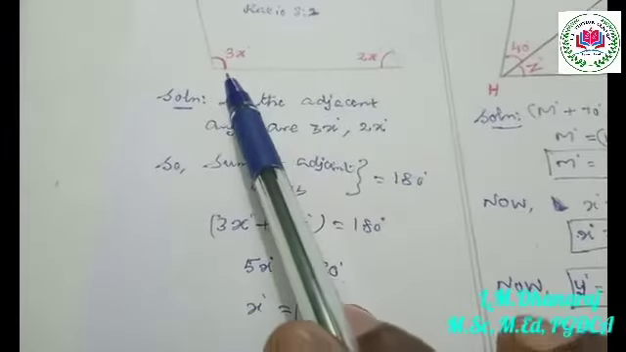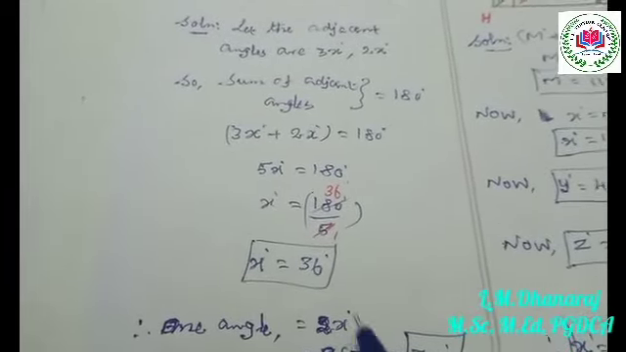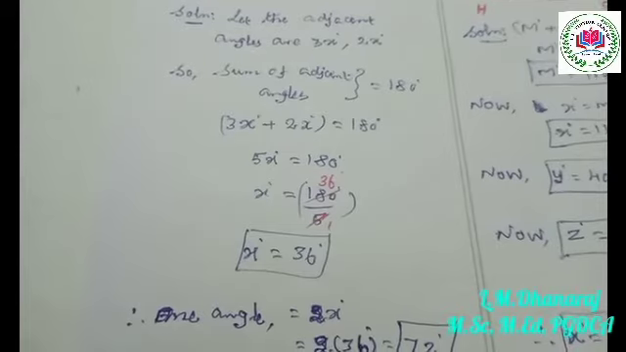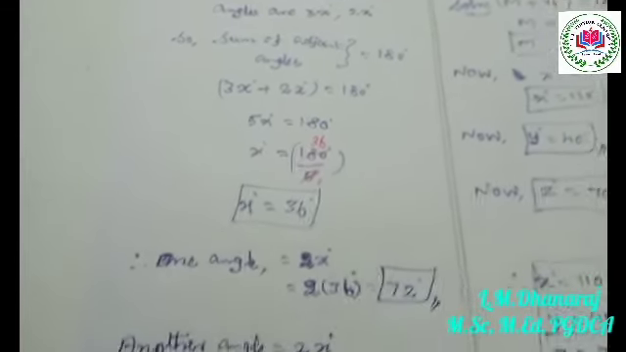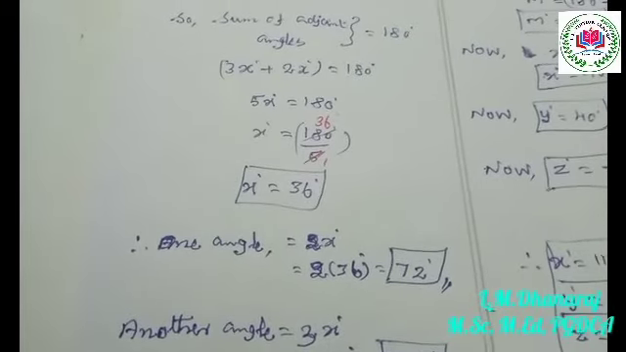Now we have to find these two adjacent angles. The first angle, let us consider as 2x degrees. So 2 into 36 is 72 degrees. The other angle is 3x degrees, that is 3 into 36, which is 108 degrees.